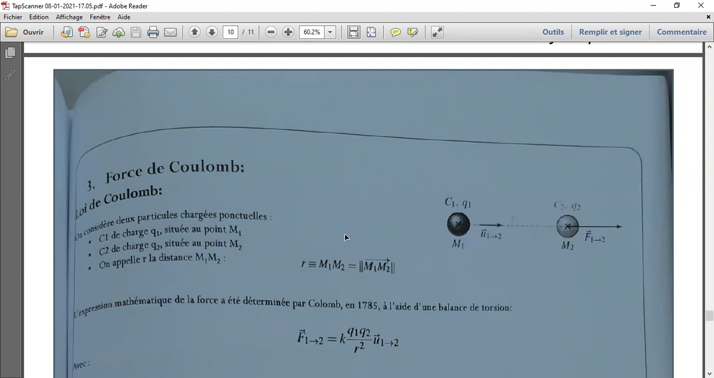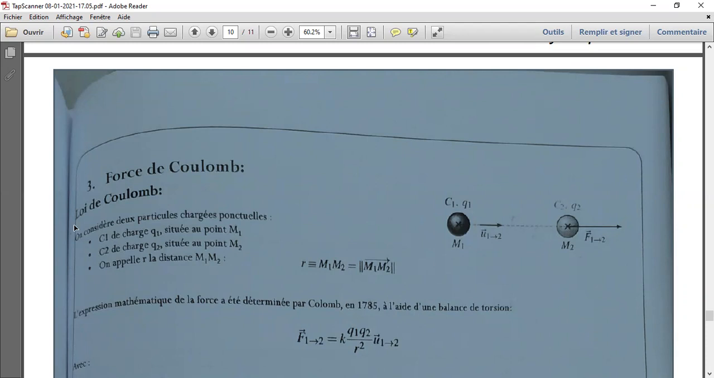The forces which one charge causes onto another charge, and what is the resultant. If one charged particle causes an action on another charged particle, what will be the resultant? That's what we're basically going to look at.